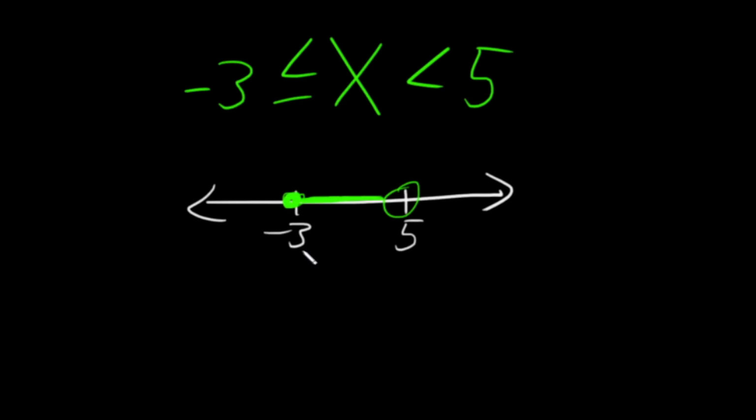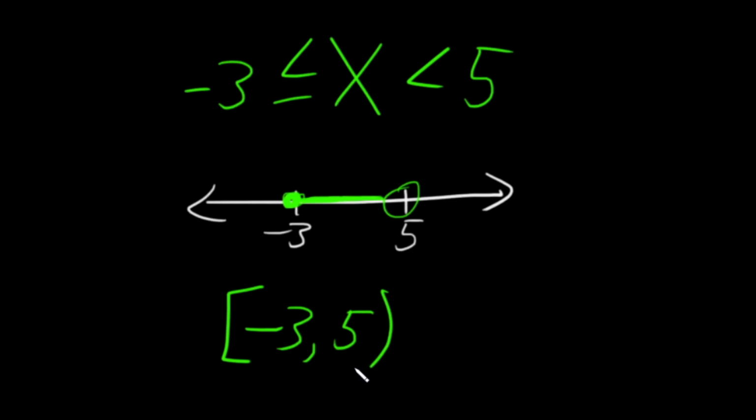Let's put down the numbers from left to right. We have negative 3, comma, 5. Negative 3 was a closed circle because it was "or equal to." That gives us a bracket. And then on the 5 side, it was just less than and not including the 5, so we'll just use parentheses.